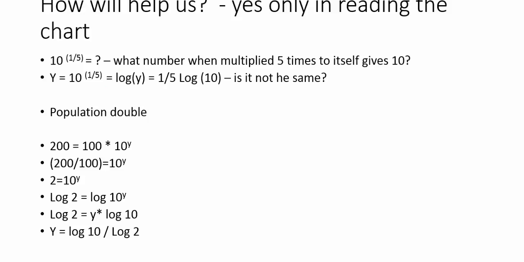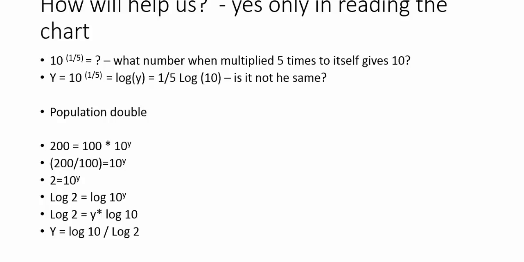So in other ways, log is nothing but a question, or writing the same way in which you ask 10 to the power 1 by 5 is what? So what is the number when multiplied 5 times gives you 10? So 2 multiplied 5 times is 2 into 2 is 4, into 2 is 8, into 2, or it's a big number, so this should be a very small number, 1.7 or something like that. So we can write this as the same equation.